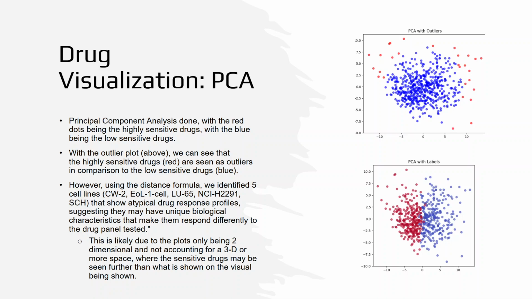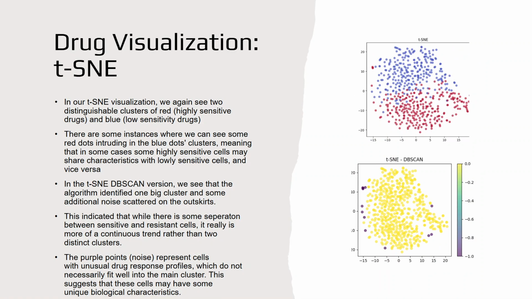And so using the distance formula, we can see that while there was some red, there was mostly blue in the outlier category. That's probably because this plot just used a 2D structure and not three dimensions or more, so it doesn't really account for all the space possible rather than just the 2D plane.